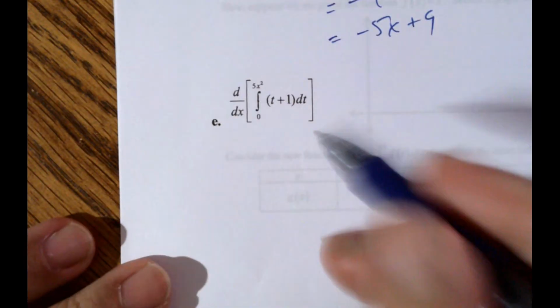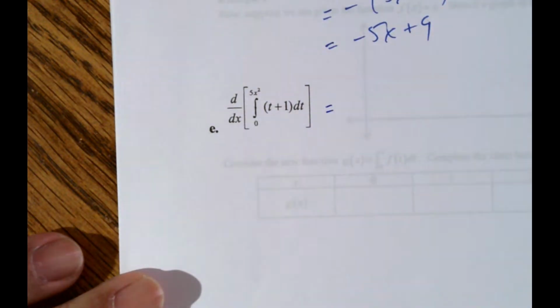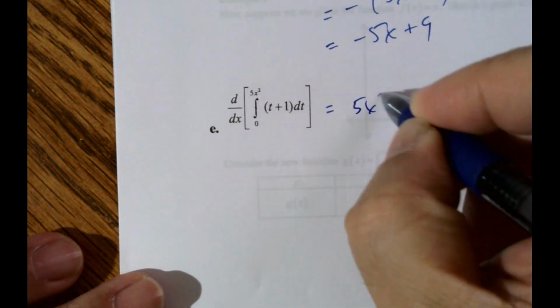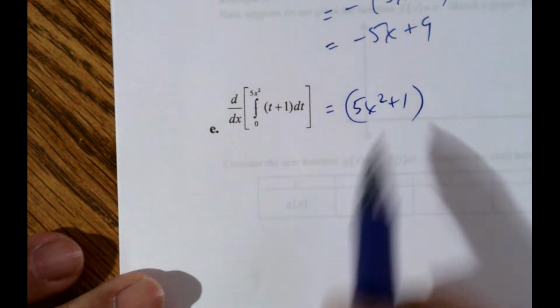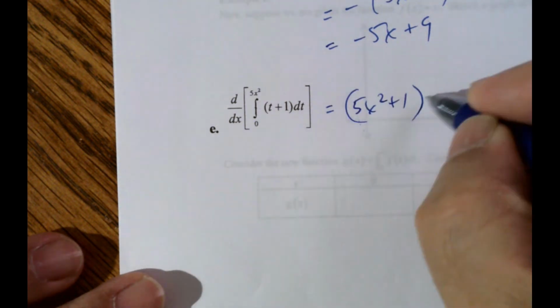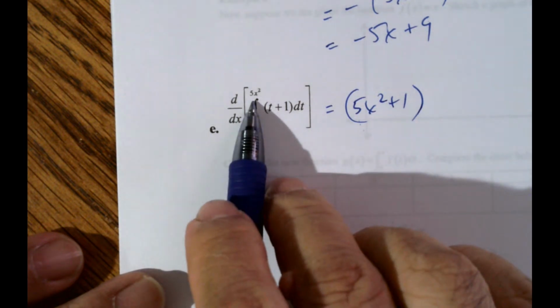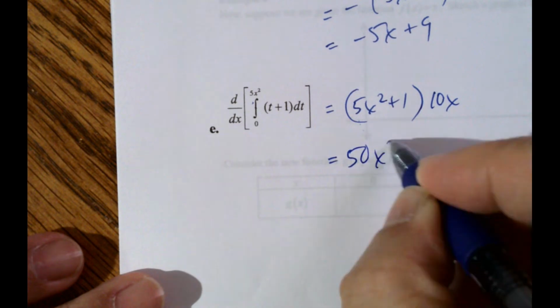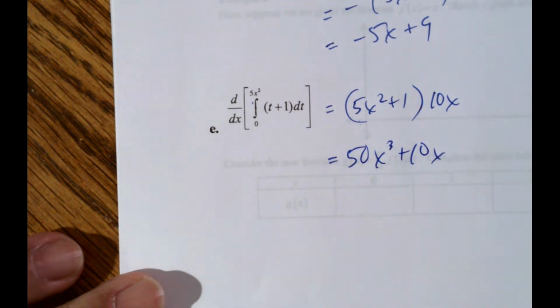So this is that chain rule that's needed here. Plug in the 5x squared plus 1 into t. So it's 5x squared plus 1. Now put that in parentheses, put whatever you got out of it in parentheses, and take the derivative of what you plugged in. You plugged in 5x squared, so you need 10x. So that means that's 50x cubed plus 10x. That's the answer to E.